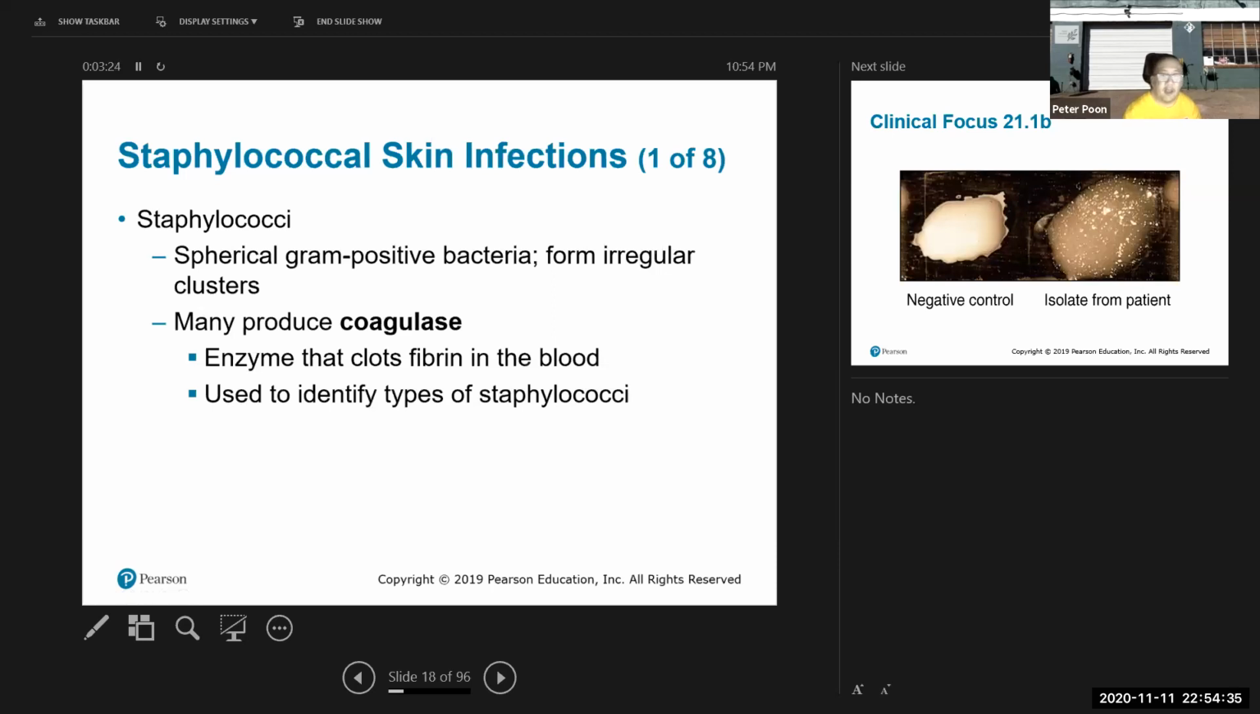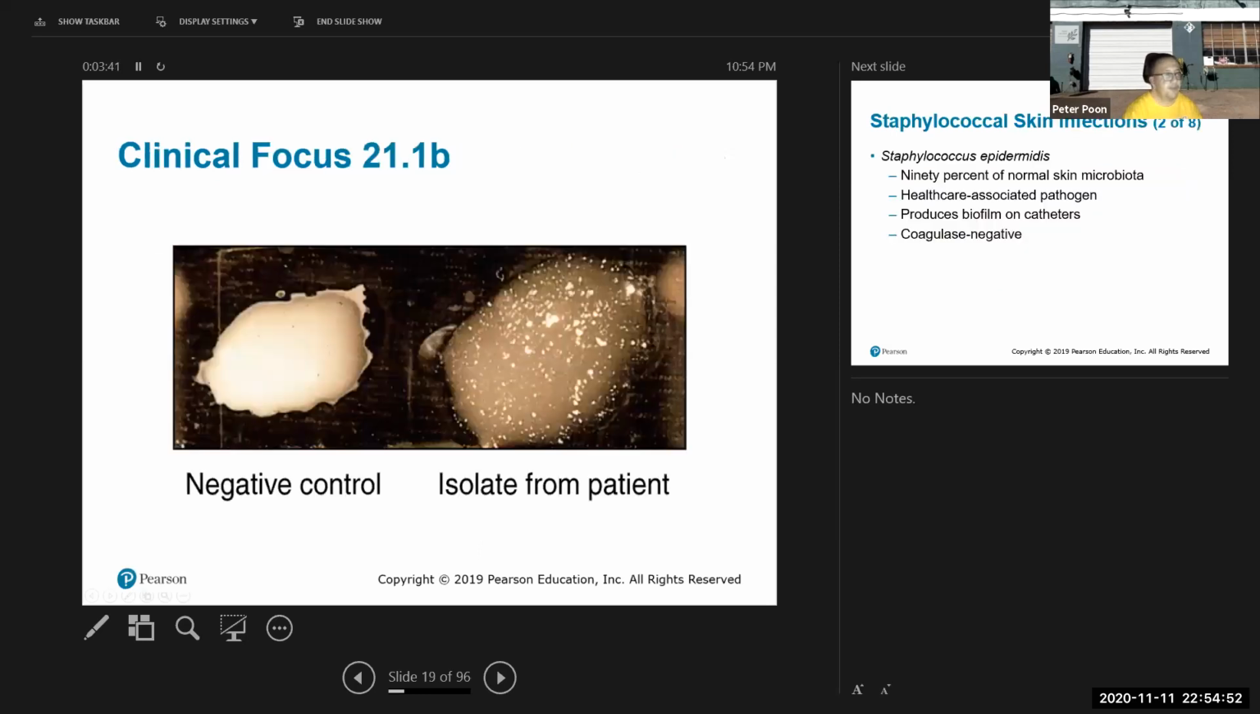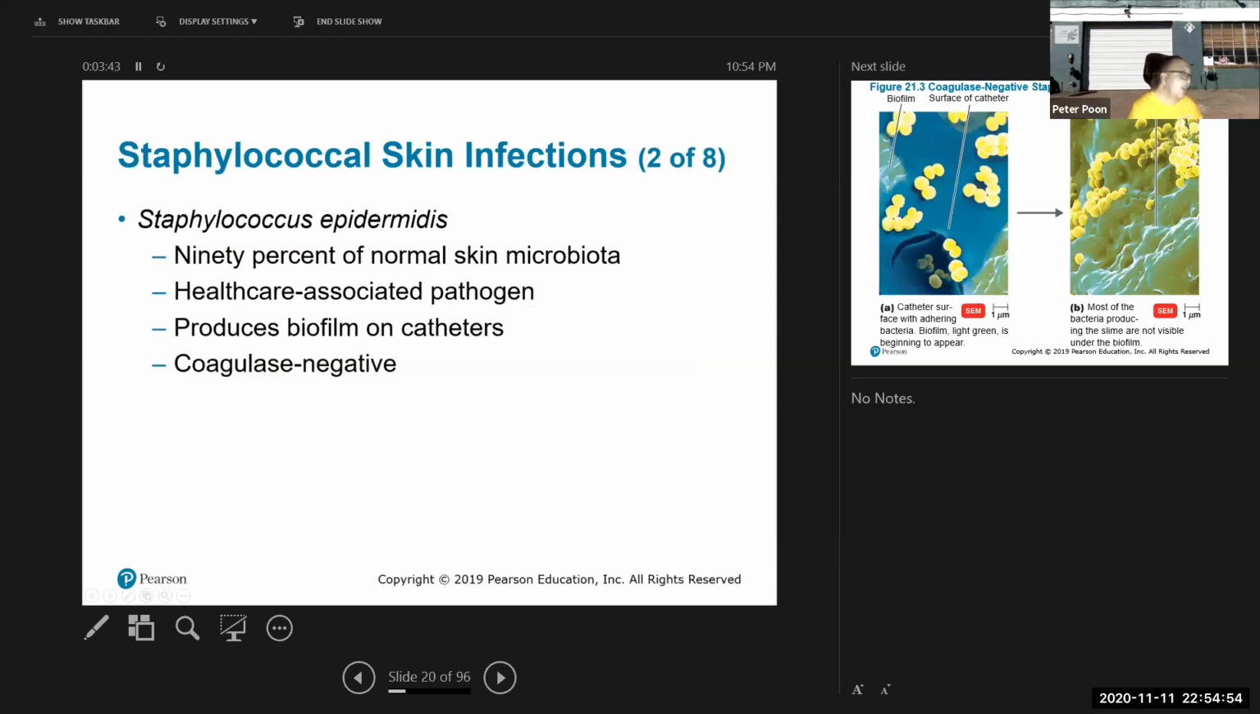One of the labs we have is to test for Staphylococcus. Staphylococcus is a spherical gram-positive bacterium. They form irregular clusters, and most of them produce coagulase, which you guys tested. Staphylococcus epidermidis is 90% of normal skin microbiota, but it is a healthcare-associated pathogen because if it gets inside you, like through a catheter, it can cause problems.